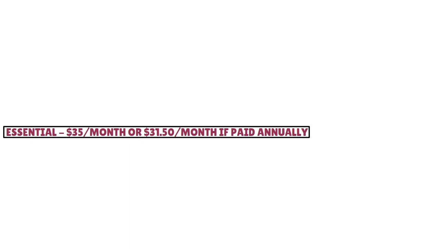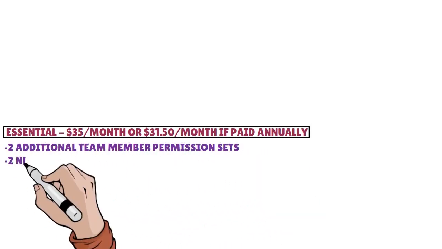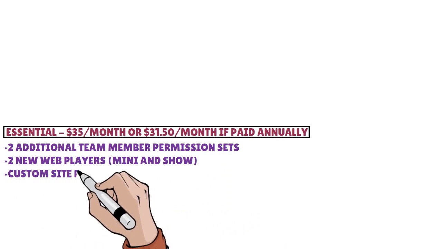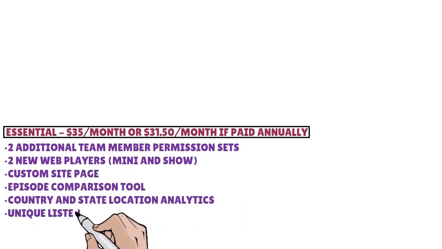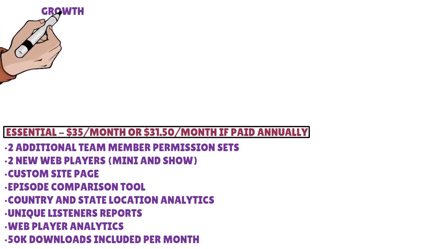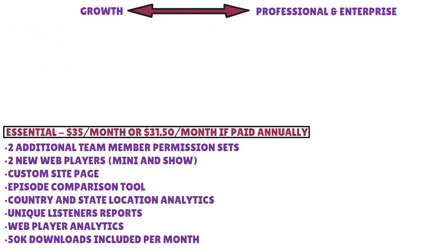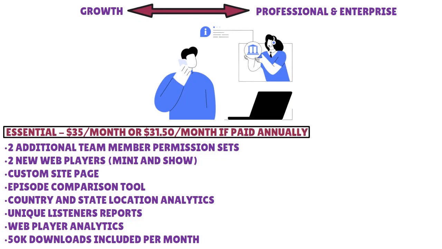For the Essential, you have everything in Basic plus 2 additional team member permission sets, 2 new web players, Mini and Show, a custom site page, an episode comparison tool, country and state location analytics, unique listener reports, and web player analytics. You have 50K downloads included per month. So this is really great. If you want to go a little further, they have the Growth and the Professional Enterprise plans, but for those you have to contact Simplecast to get a better idea about them.